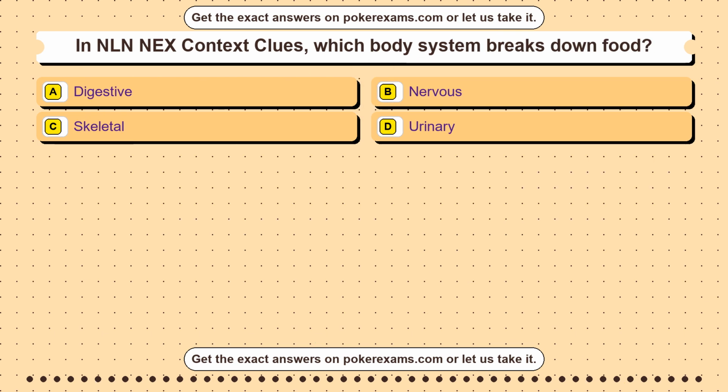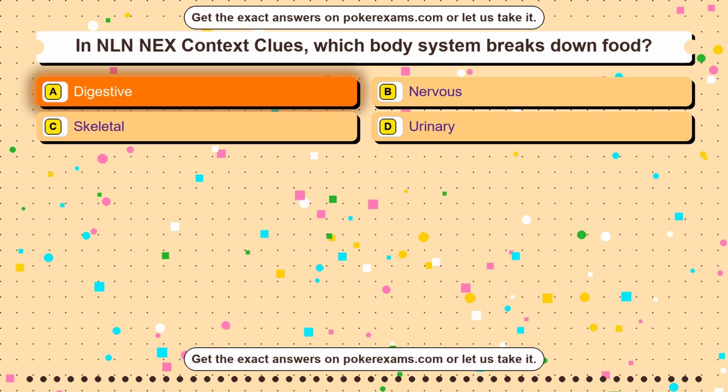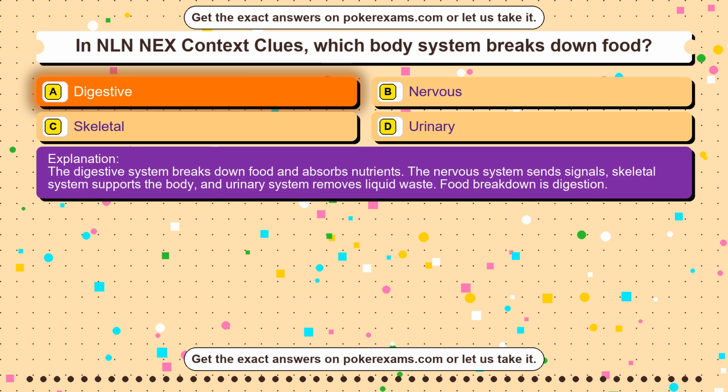Question 13. In NLN NEX Context Clues, which body system breaks down food? Option A, digestive. Option B, nervous. Option C, skeletal. Option D, urinary. The correct answer is option A. Digestive. The digestive system breaks down food and absorbs nutrients. The nervous system sends signals, the skeletal system supports the body, and the urinary system removes liquid waste. Food breakdown is digestion.